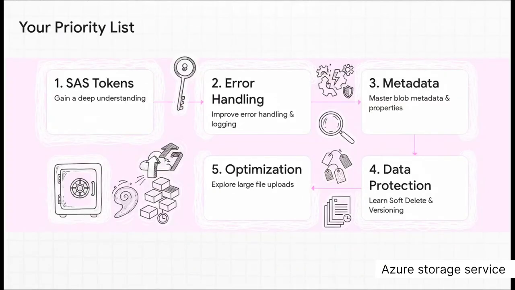So if you're at that intermediate spot, here is your priority list to level up. First, go really deep on SAS tokens. Understand all the options. Then, bulletproof your error handling and logging. After that, really master using metadata and properties. Then start learning those data protection features, like soft delete and versioning. And finally, start exploring how to handle really big files.